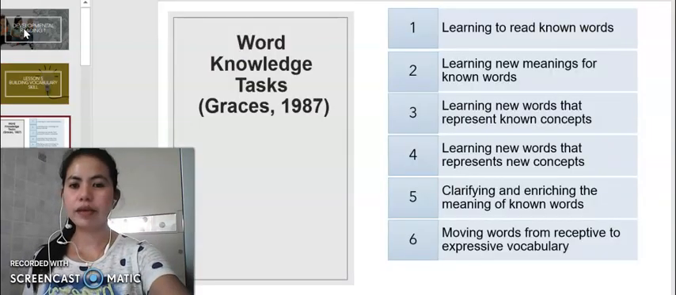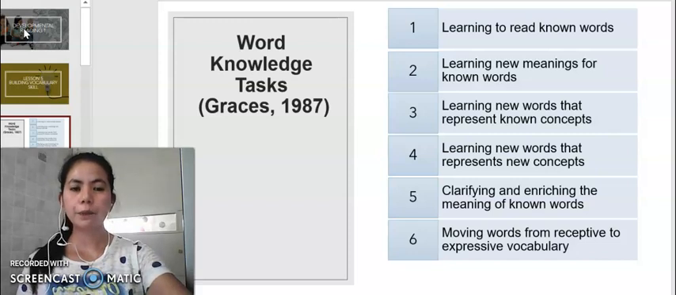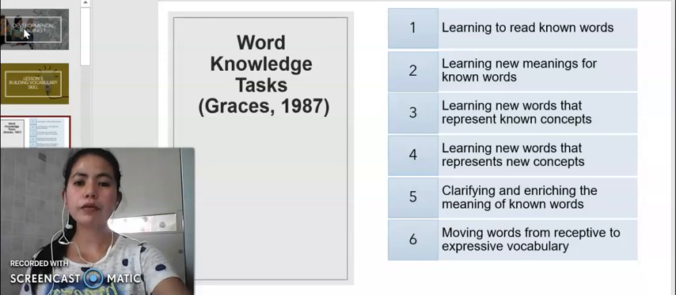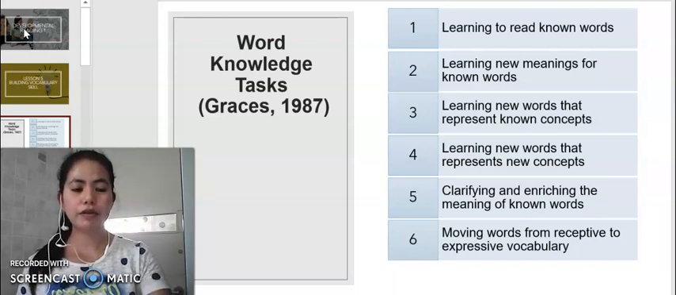And according to Graves in 1987, there are word knowledge tasks. Number 1 is learning to read known words. Number 2, learning new meanings for known words. Number 3, learning new words that represent known concepts. Number 4, learning new words that represent new concepts. Number 5, clarifying and enriching the meaning of known words. And number 6, moving words from receptive to expressive vocabulary. So these are the tasks that can help the students or the learners to practice their vocabulary skills.